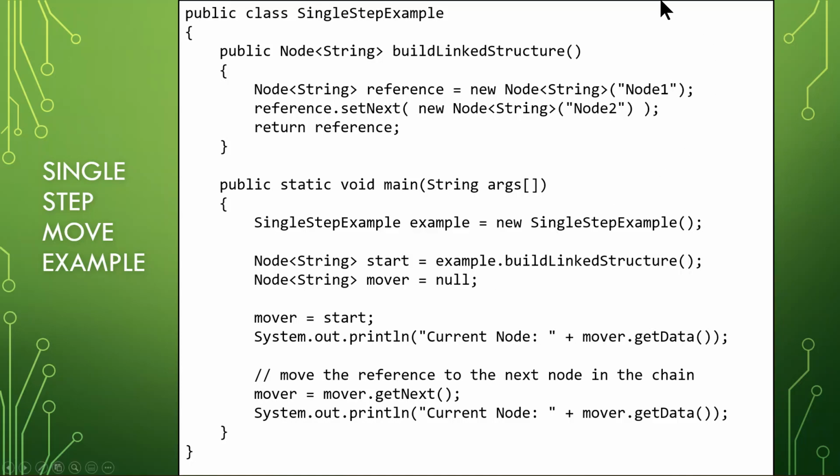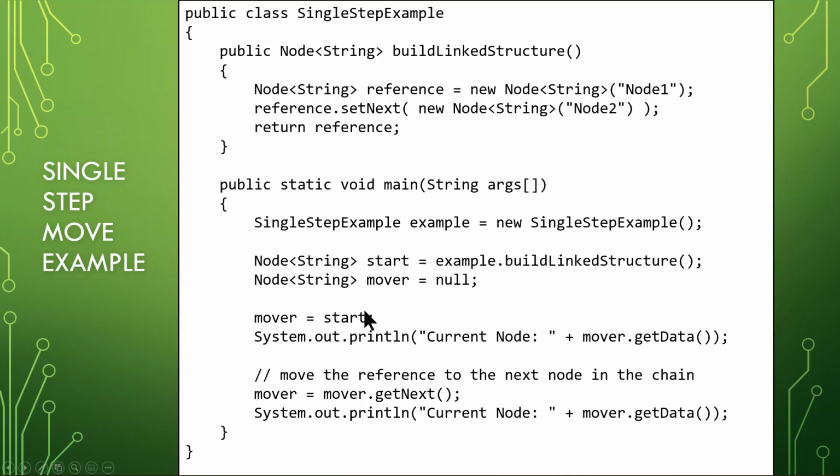The build structure up here that we're working with is basically just setting up one node link to the next one. So it makes one reference. You can see we're making the node called node 1, and then we have reference.setNext where we make a second node and automatically link that to the previous one, and we return the start of that list here.